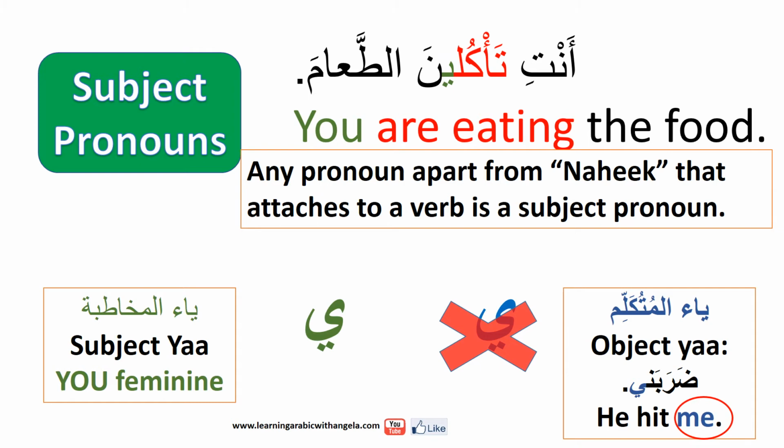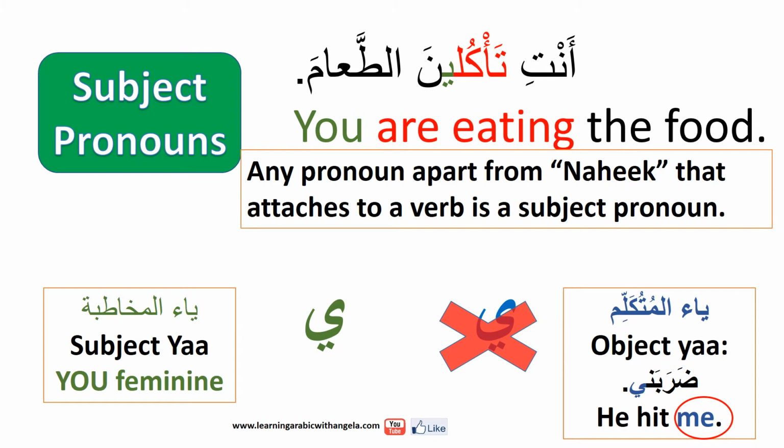And now we move on to ya, how to tell the difference between the subject ya and the object ya. So أنتِ تأكلين الطعام, you are eating the food. So it's obvious here that the ya or you is the subject of the sentence because you are doing the verb. So in this case, ya المخاطبة is in the nominative case because it is the subject of the sentence. So it is subject ya and it refers to you in the feminine. So the second person feminine.